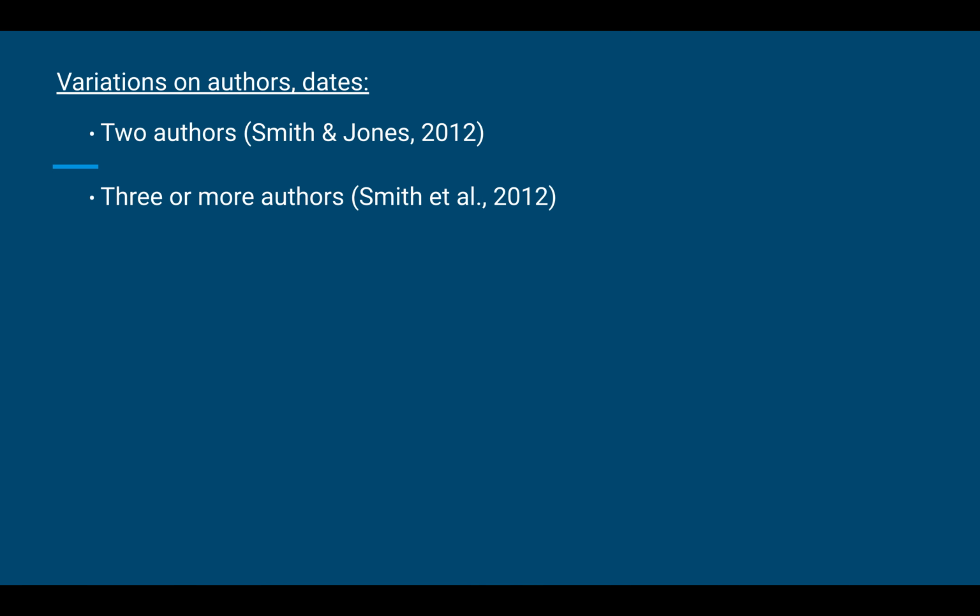Sometimes we get a little bit more complicated in terms of our authors and our dates. If there are two authors, you're going to list the authors in the order that they appear on the source, and you are going to put the and sign or ampersand in between the two authors' last names. If there are three or more authors, you are only going to list the first author, and then et al., period, which is Latin for and others.